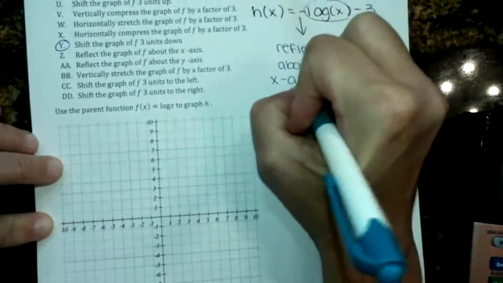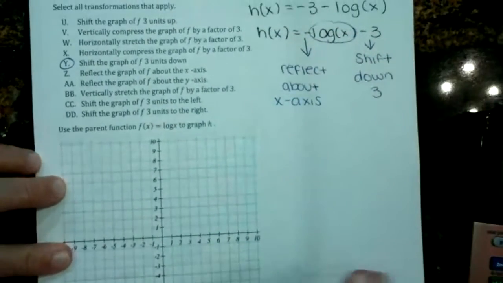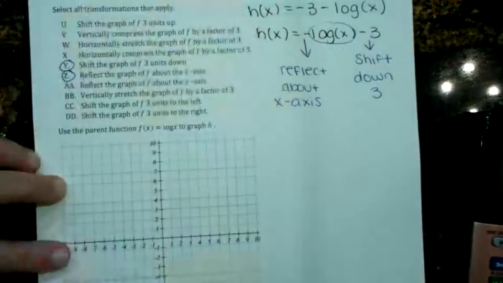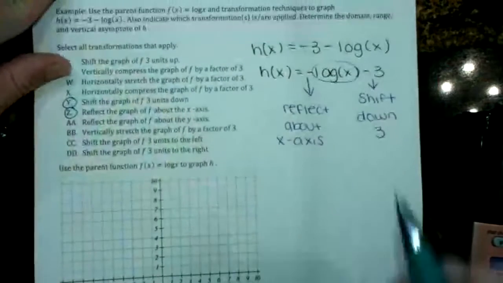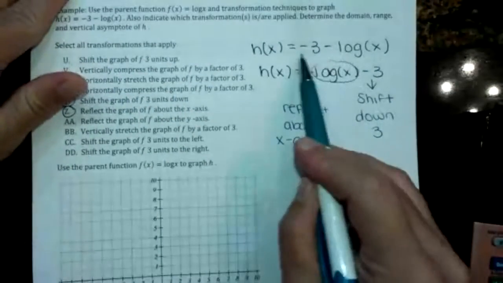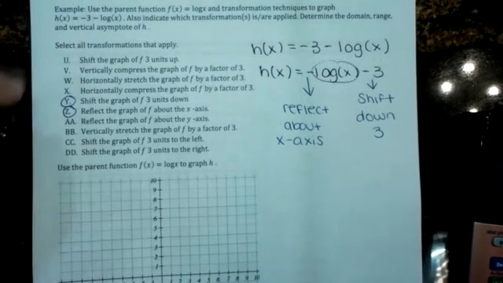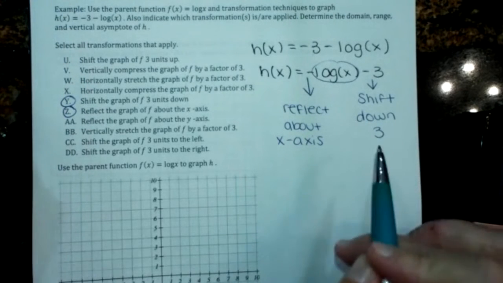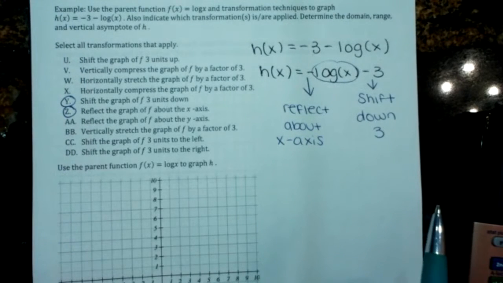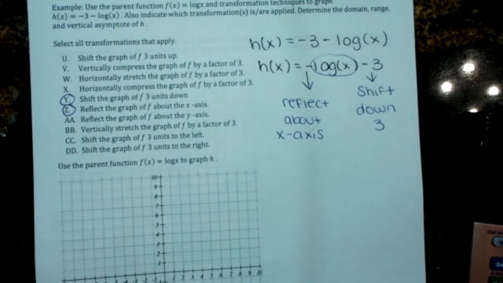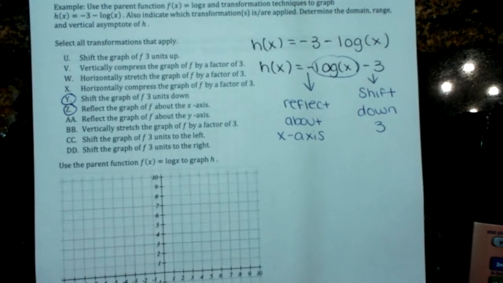So reflect about our x-axis, which is z. So those are the two things. For me, it's easier to see it in this form than in this form. Personal preference, same thing, but this helps me, so maybe it'll help you. So there are two transformations. We're taking our graph, we're shifting it down, and we're flipping it over the y-axis.